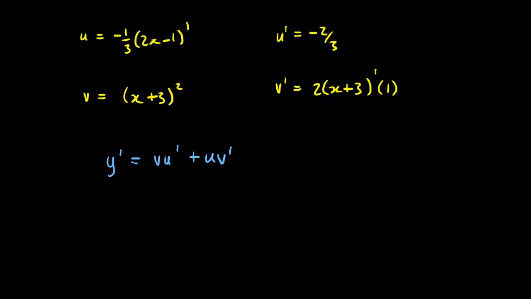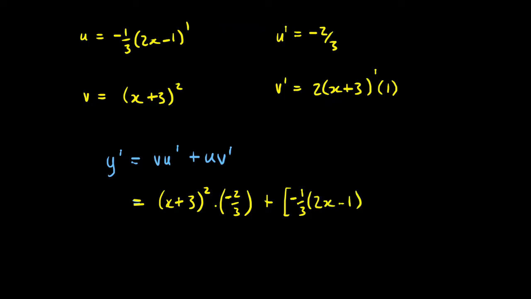Then what I'm going to do is substitute in. So my v is (x + 3)^2. That's equal to (x + 3)^2 times du, which is negative 2/3, plus u dv. So u is negative a third. I'll write that like negative a third, (2x - 1) times dv, which is (2x + 3), like that.